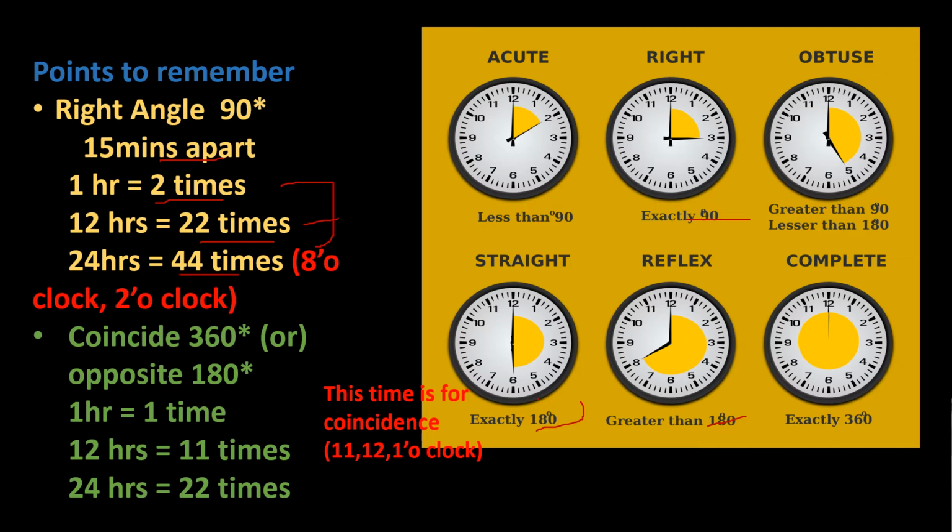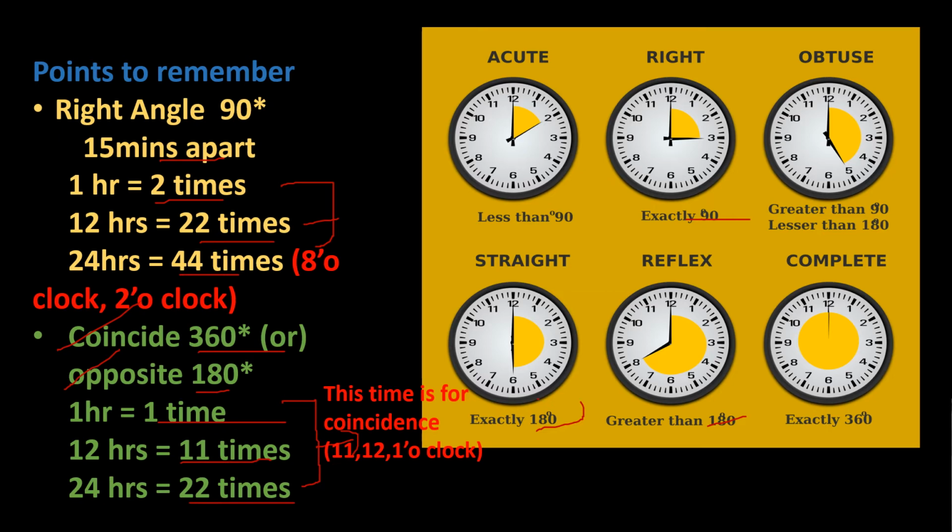coinciding. In case of coinciding it is 360 degrees, and in case of an opposite angle it is 180 degrees. Both of these happen one time in each hour. In 1 hour there will be one coinciding and one opposite angle. So 1 hour is equal to one time, in 12 hours it will happen 11 times, and in 24 hours it will happen 22 times. Same as above, just remember these 3 points, they will be useful.